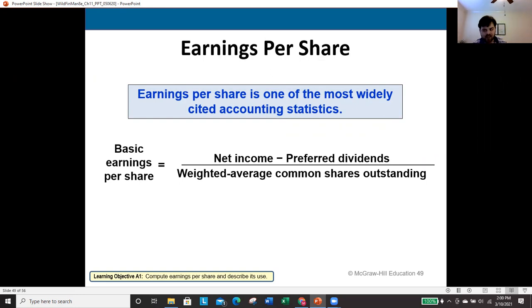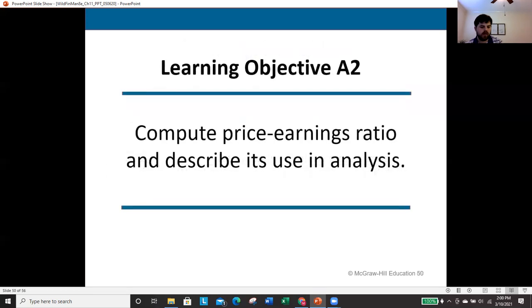So this is essentially what is left for my common shareholders. So net income minus preferred dividends divided by my weighted average common shares outstanding. Now, the way we're going to calculate weighted average common shares outstanding in this class is we'll take beginning common shares outstanding plus ending divided by 2, and that'll be our weighted average.